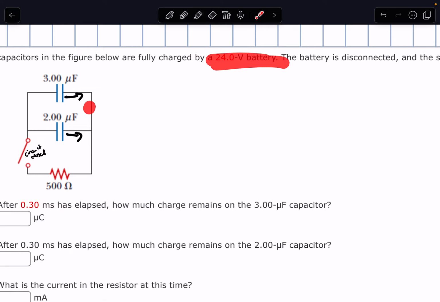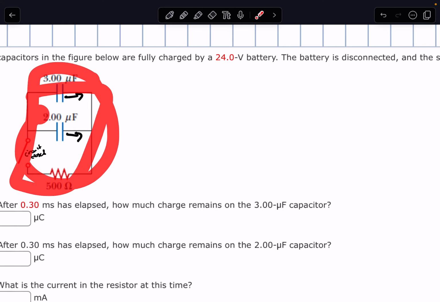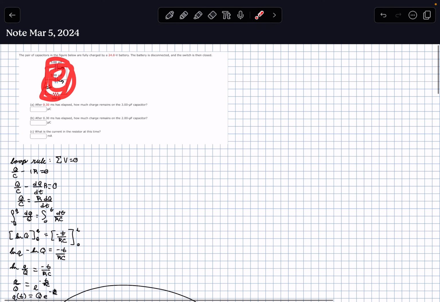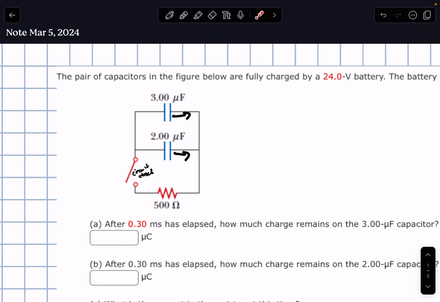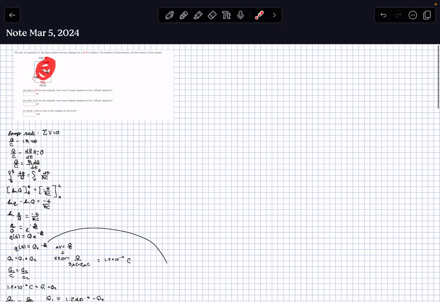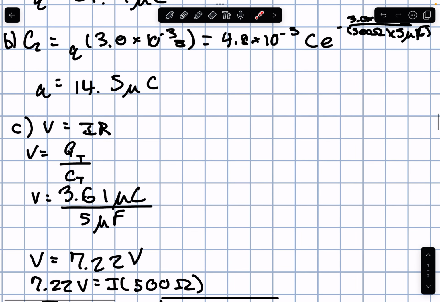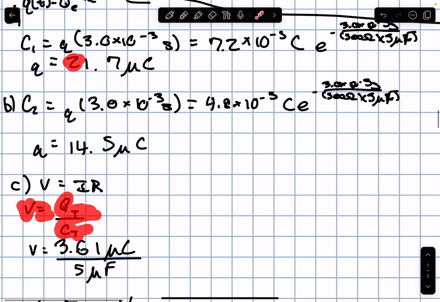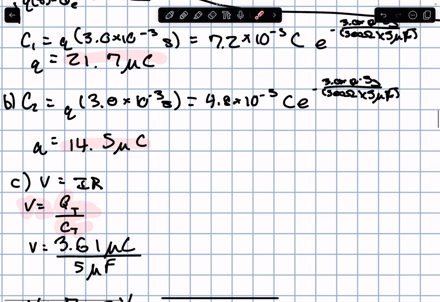But what we just solved for, this is after it's removed, so it's been changed. Voltage has been changed, and then the switch was closed, meaning the charge would slowly leak out of both of the capacitors at the same time. So V equals Q total over C total, which is just going to be, so we added this and this.